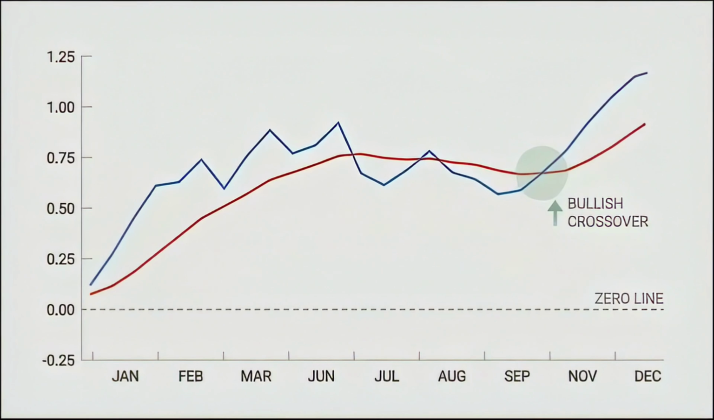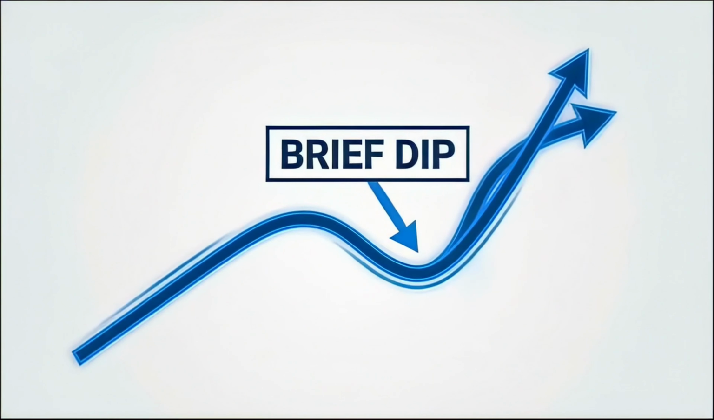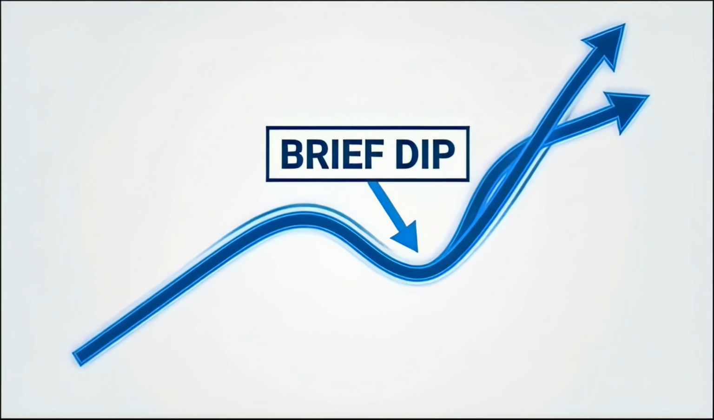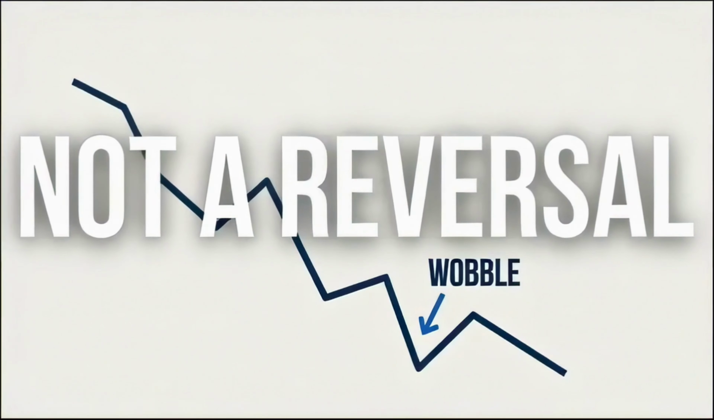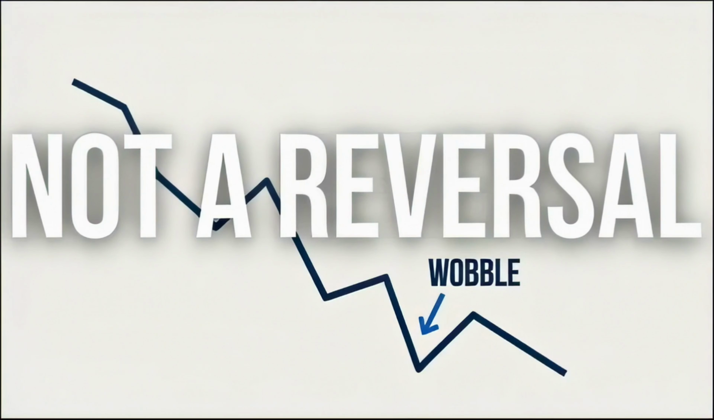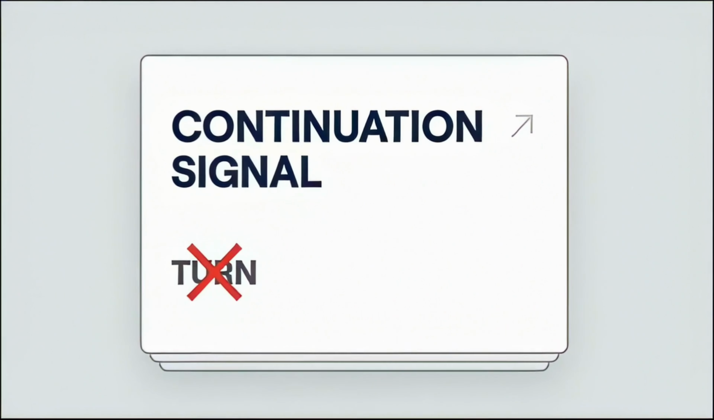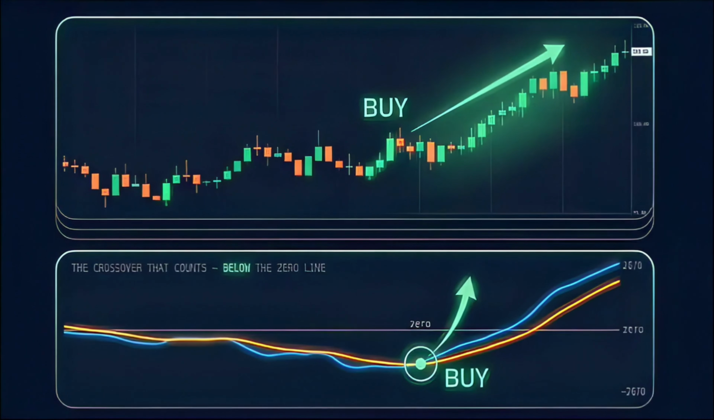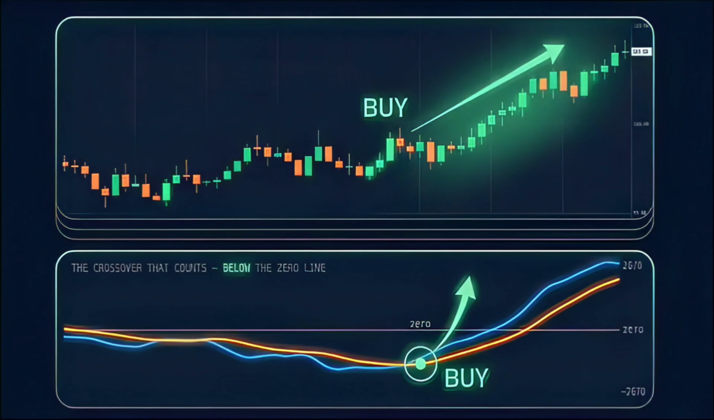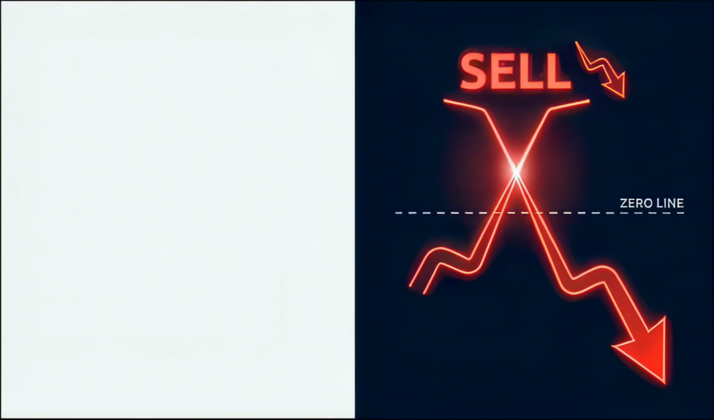A bullish crossover that happens well above 0 is different. Momentum was already up. The tool dipped briefly, and now it is crossing back. That is not a reversal. It is a wobble inside a move that was already running. Those still work sometimes, but they are continuation signals, not turns, and they need the trend behind them. So the first filter is simply this. For a buy, you want the cross happening below 0, ideally with the whole thing curling up out of a deep low. For a sell, above 0, curling down.